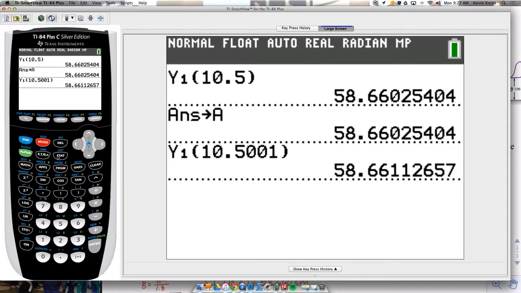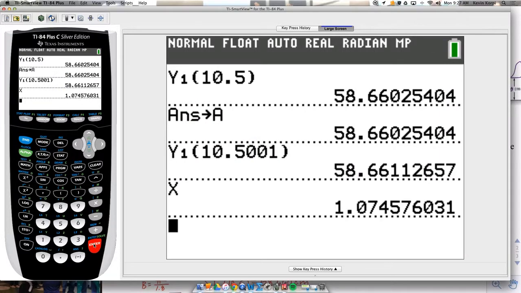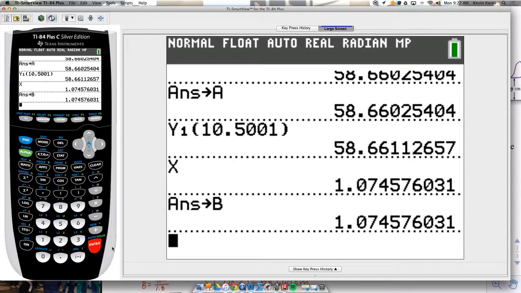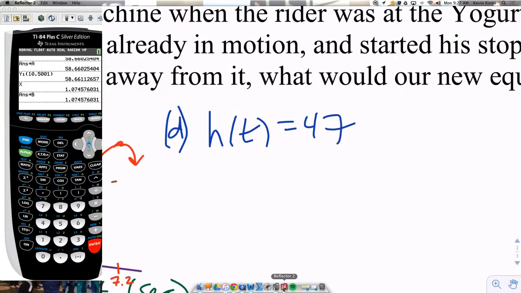Now another heads up. When you go back to your home screen, if you hit X enter, boom, there it is. It has currently stored it as 1.074. If you think you need to use that again, store it as maybe alpha B. I don't know if you're going to use it again, but if you think you might need it, store it. Now, what would you write on your paper? This is where people kind of get the notation mixed up. You put h of t equals 47, and then underneath there you put t equals 1.074 or 075 seconds.